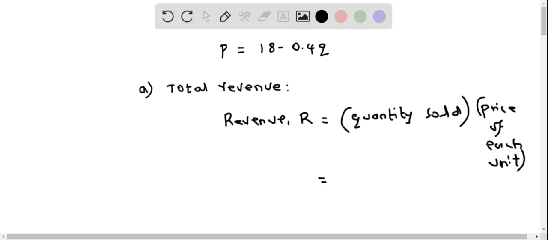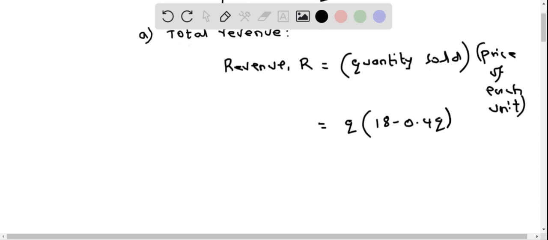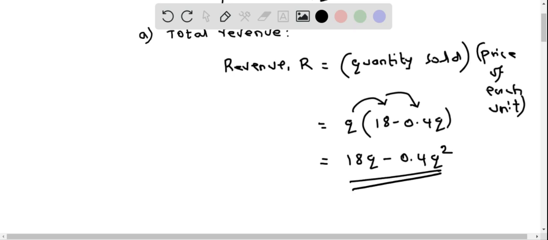Here, the quantity sold is represented by the letter Q, and we are given the equation for price in terms of Q, so we can utilize this equation. So I write down the price of each unit as 18 minus 0.4Q. We simplify this equation by distributing the Q into the terms inside the brackets. When we do that, Q times 18 is 18Q, and Q times negative 0.4Q is negative 0.4Q squared. So this is the expression for the revenue in terms of the quantity Q.